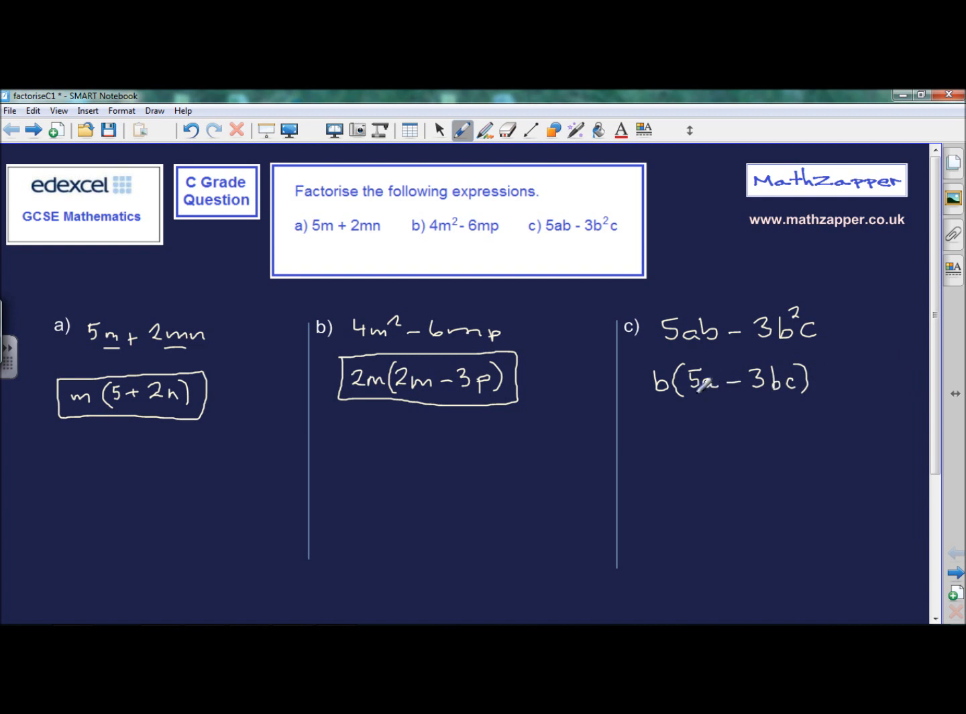And again, just to be sure, by checking, multiply out the brackets and you should get back to where you started. B times 5a is 5ab. B multiplied by minus 3bc is minus 3b squared c, because there are two b's. So there we are, we've factorised all three.